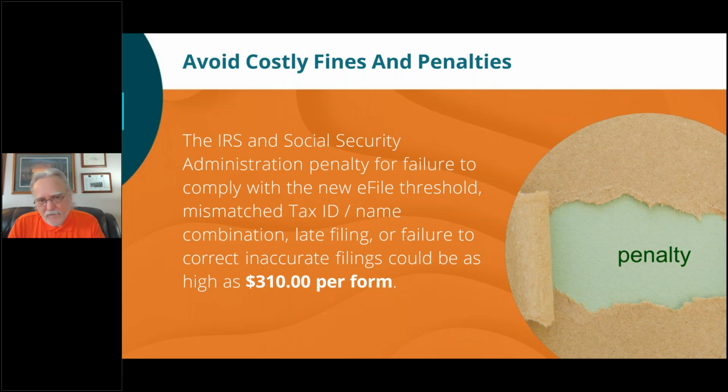If you have mismatched tax IDs, late filings, or failure to correct inaccurate filings, that can lead to fines of up to $310 per form if you do it in a reasonable time frame. In 3 to 6 months, if you get those things taken care of, the fines will only be that. They actually get larger after that, and they can get very, very painful if they determine that you did it willfully.